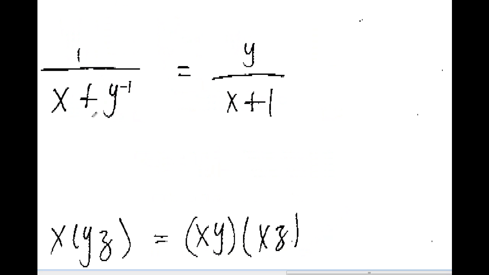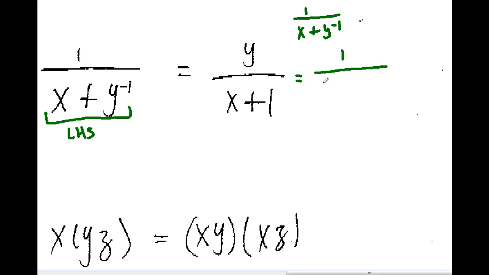So what we're looking at here is a pretty complicated fraction. We'll call this one the left-hand side. Let's take the left-hand side and see if we can simplify it. x plus y to the minus 1. As you remember, y to the minus 1 is really 1 over y. So what you need to do is simplify it and put it in fraction form.